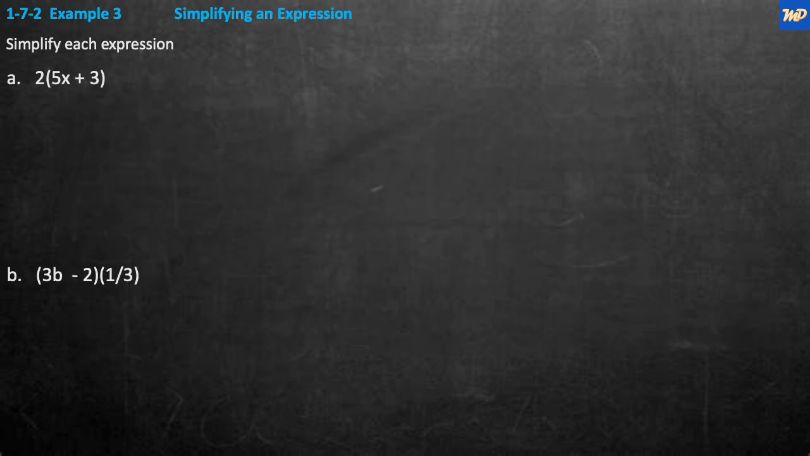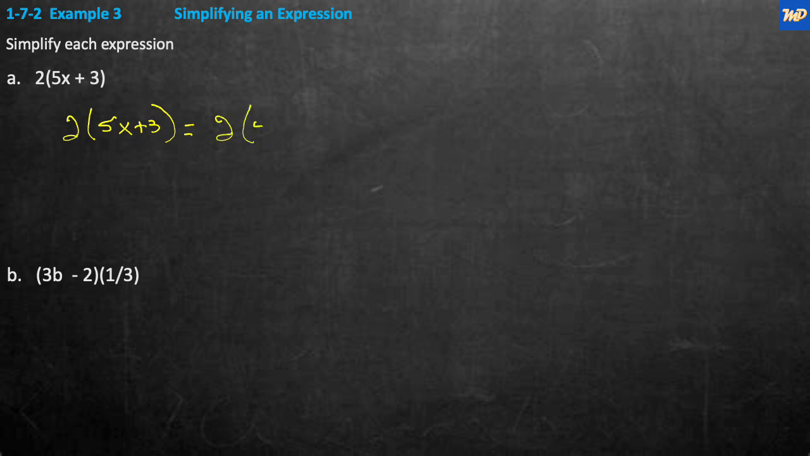Example 3, simplifying an expression. Simplify each expression. In problem A, 2 times the quantity 5x plus 3. Well, let's simplify it. There are no grouping symbols to combine here, so we're going to get rid of the grouping symbols. So 2 times the quantity 5x plus 3 is equal to what?